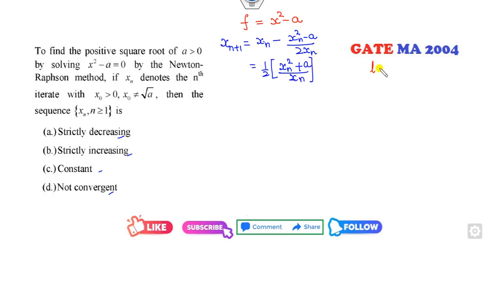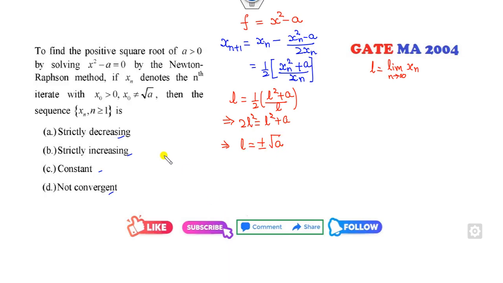How do you check the convergence? If I take the limit of x_n as n approaches infinity to be L, it will be L equals half of (L squared plus a) over L. So 2L squared equals L squared plus a, which means L is plus or minus root a. Now since x naught is positive, L is positive, which is a finite number. Once it's a finite number, it means this sequence will converge. Fine, so this option is cancelled.